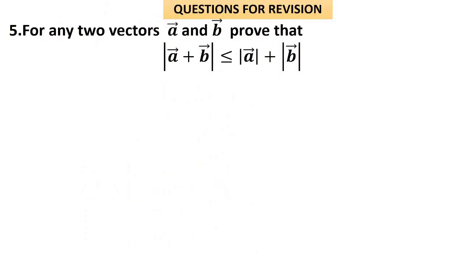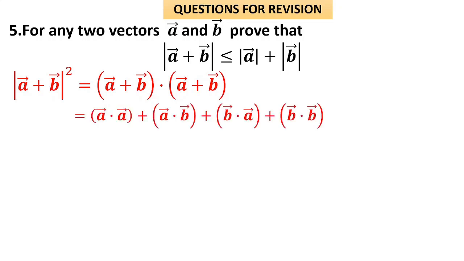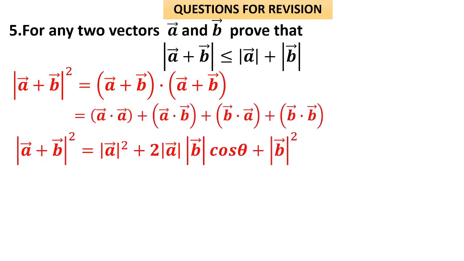Now let us go to the next question, which is called a very important inequality in vectors. For any two vectors, vector A and vector B, prove that magnitude of vector A plus B is less than or equal to magnitude of A plus magnitude of B. We start with the same definition of dot product. That is magnitude of A plus B whole square is A plus B dot A plus B. I expand it. It will become 2 times magnitude of A into magnitude of B into cos theta, because that is the formula for A dot B.